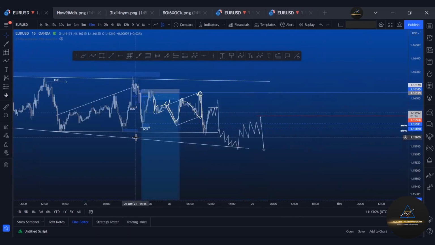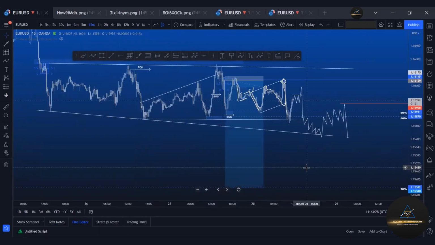So on that note, hopefully you guys enjoyed this example of the boomerang and the retest of the boomerang.